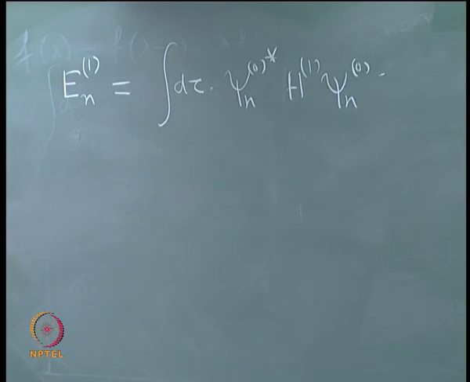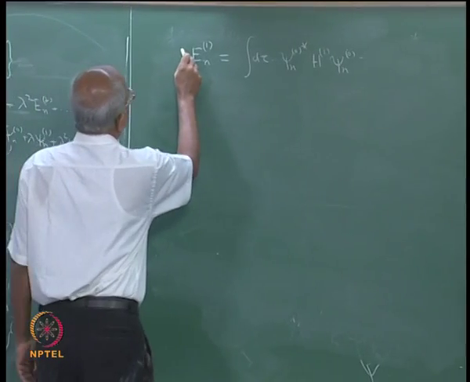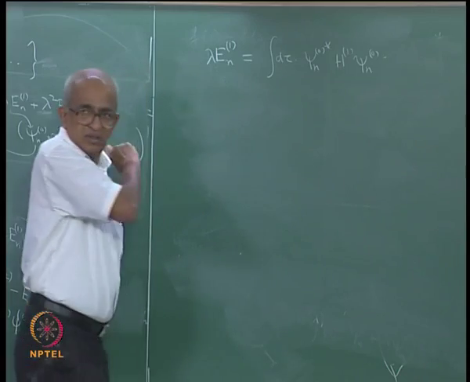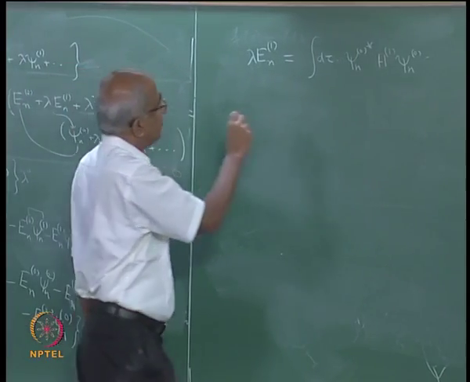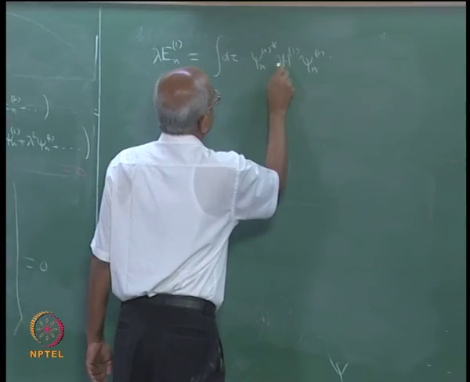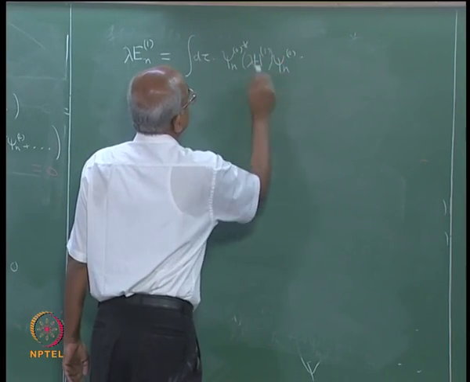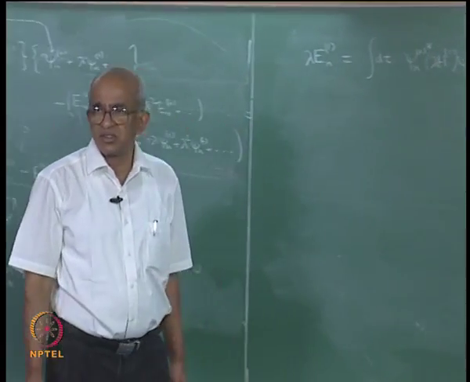Now, what is our first order correction to energy? First order correction to energy, strictly speaking, is lambda times that. So, I will have to put that lambda back and I will get this. So, this is my first order correction to the energy.